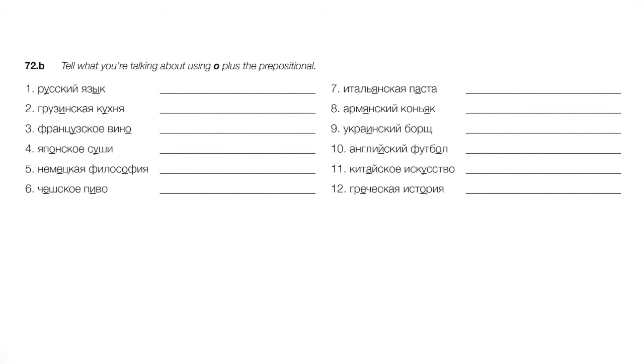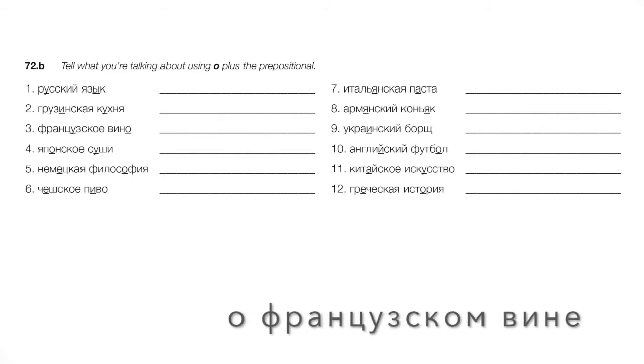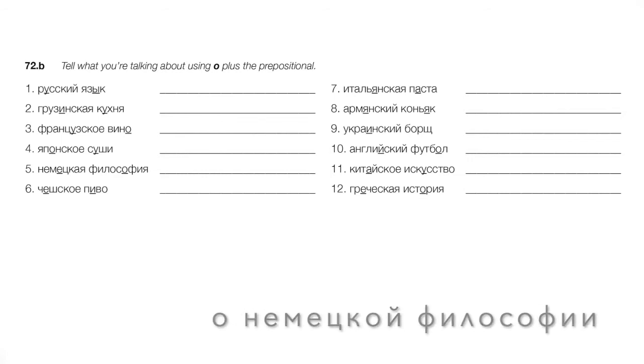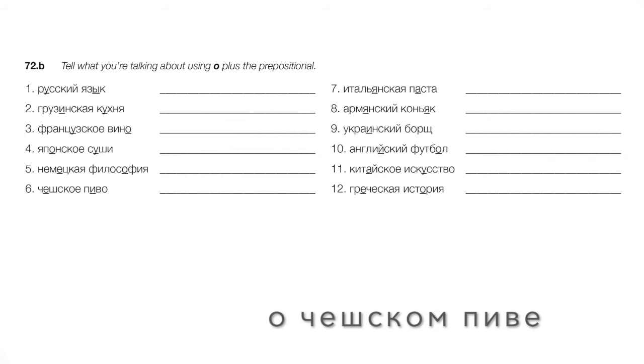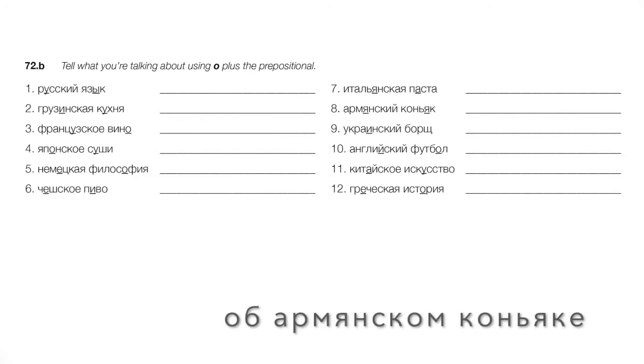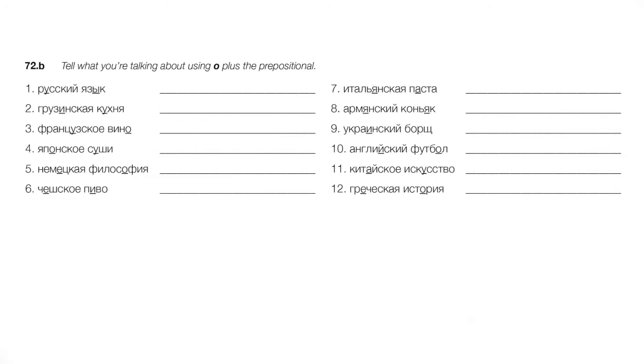Okay, three: французское вино, о французском вине. About Japanese sushi. Okay, so sushi, remember, is not going to be declined, right? О японском sushi. About German philosophy. О немецкой философии. About Czech beer. О чешском пиве. Also worth exploring. Итальянская паста. Об. Here we get the б because we're starting with a vowel. Об итальянской пасте. About Armenian cognac, brandy. Об армянском коньяке. Again, we get об because of the а above.